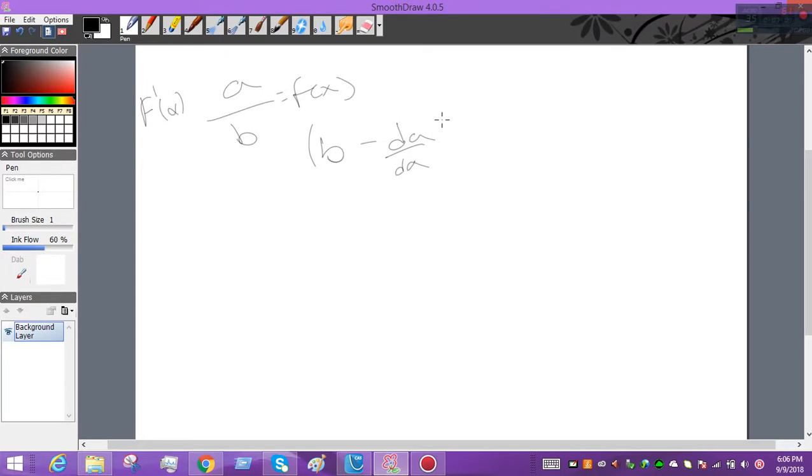over dx minus, this is multiplication, sorry about that, minus a times db over dx, over b squared. So that's essentially saying b times the derivative of a minus a times the derivative of b.